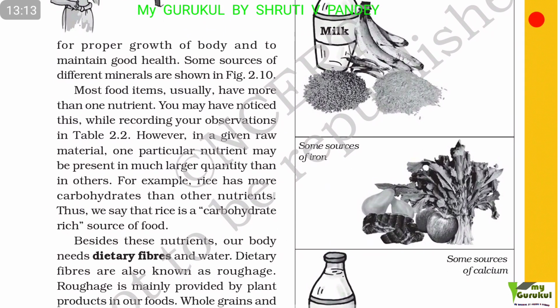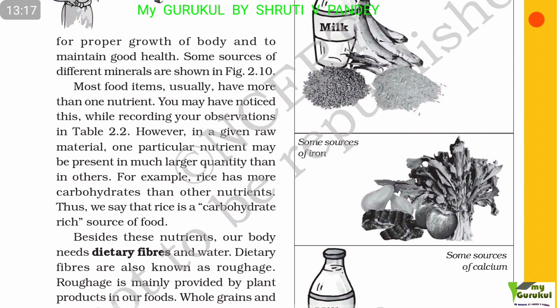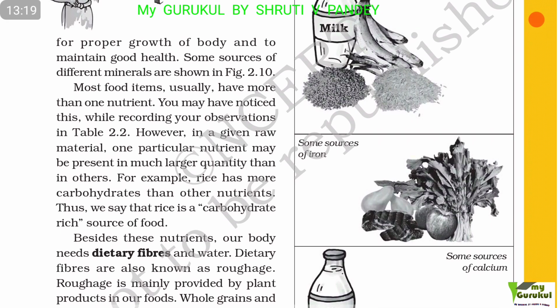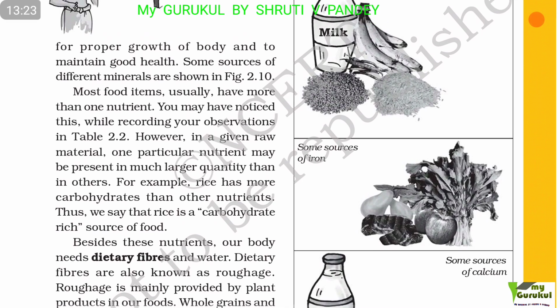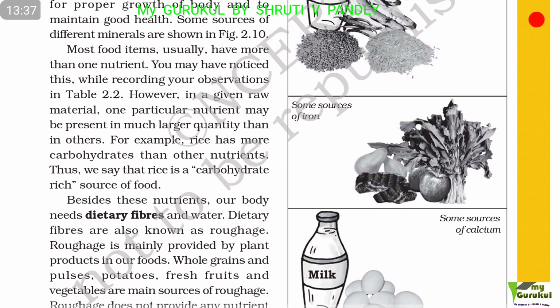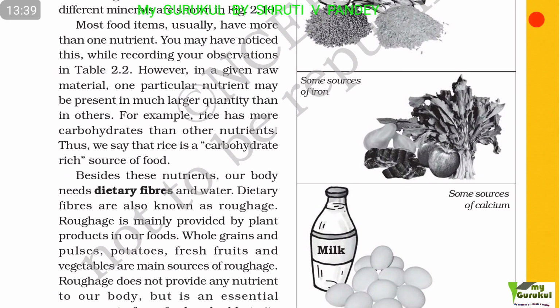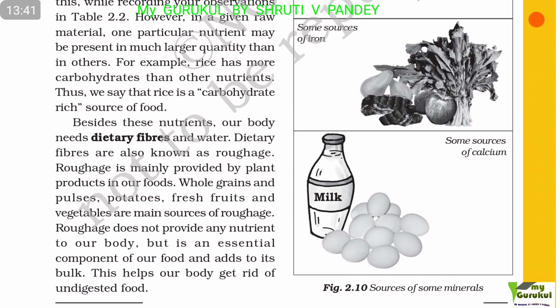Most food items usually have more than one nutrient. You may have noticed this while recording your observations in table 2.2. However, in a given raw material, one particular nutrient may be present in much larger quantity than in others. For example, rice has more carbohydrates than other nutrients. Thus, we say that rice is a carbohydrate rich source of food.